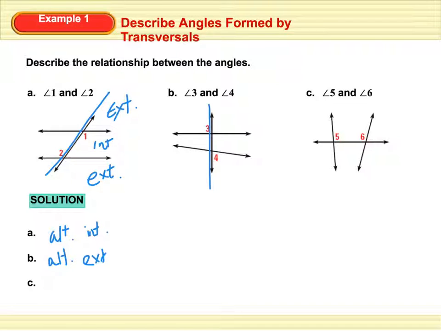Now for C, be careful with C. Our transversal is here. Notice that, let's call this one M, and let's call this one N. Line M and line N, neither one of them cuts through two lines. They only cut through the transversal L, whereas L cuts through both lines, M and N. Okay, that's how we determine which one is the transversal. And this is fairly straightforward. Angles 5 and 6 are on the same side of the transversal, so they're same side, and they're in the interior, so they're same side interior angles.